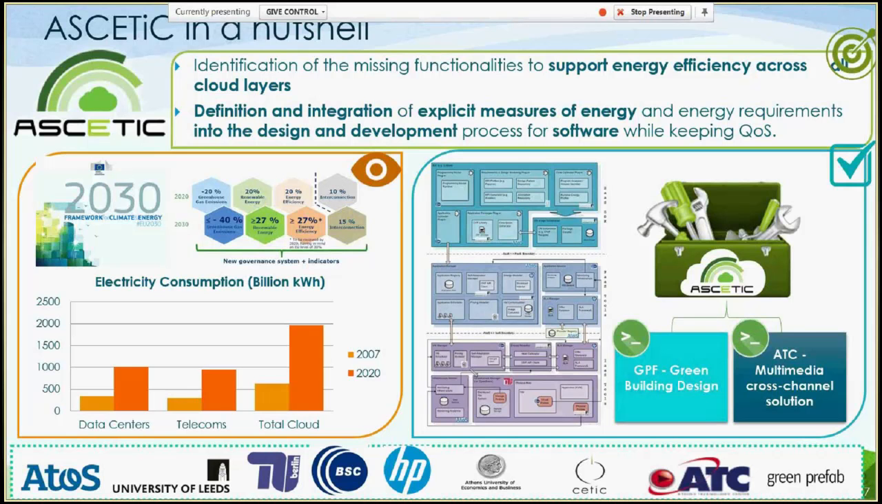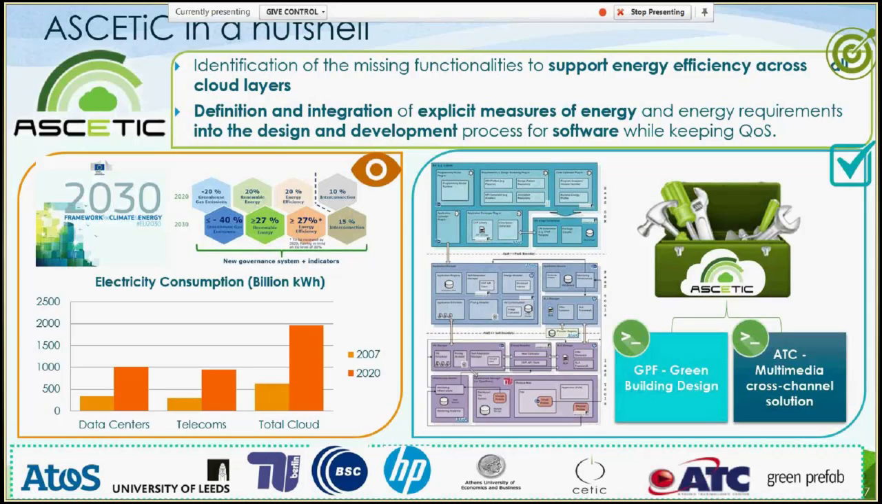The way ASCETiC is tackling this problem, and trying to contribute one solution to it, is basically to look at a typical cloud architecture and ask: can we identify the missing functionalities in any cloud architecture to support energy efficiency across cloud layers? ASCETiC's approach is to say that if you take a layered cloud architecture, there are certainly issues here and there, and there are solutions here and there, but can we have an overall view to tackle this energy efficiency problem?